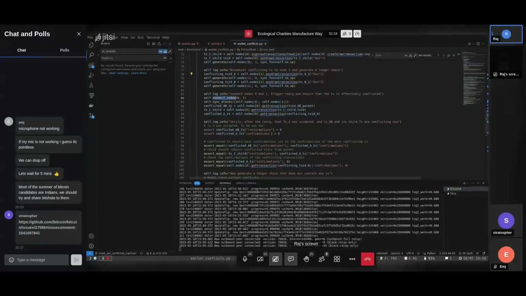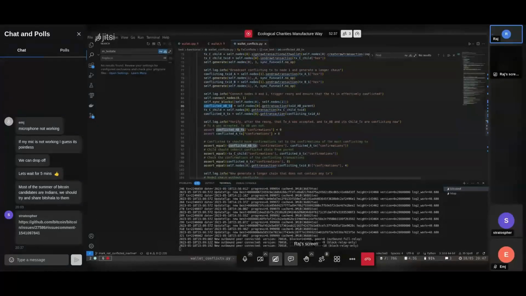And now we connect these two nodes and sync their blocks, right? And if we ask for the AB parent transaction and AB child transaction, then we get the conflict, like this, conflicted AB transactions.